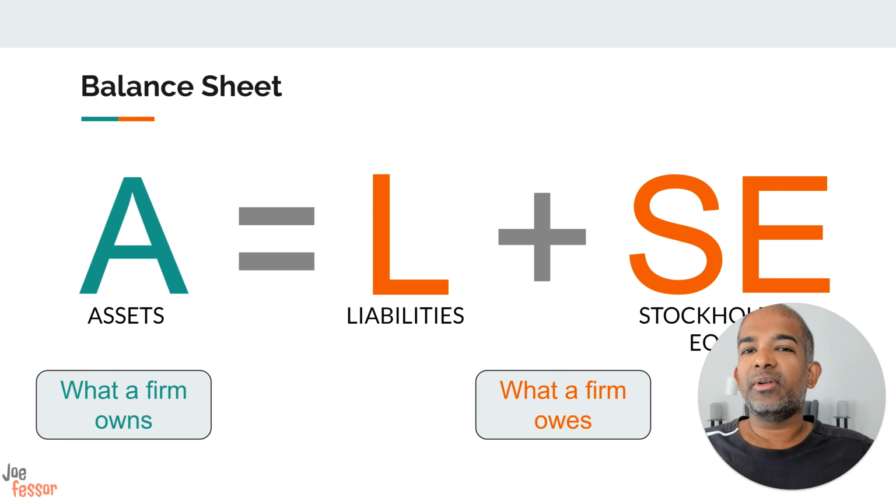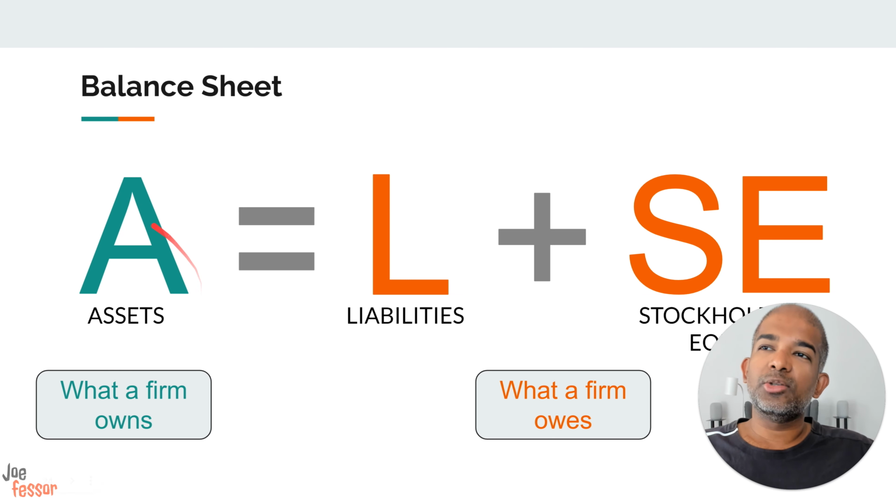Okay, now we'll look at the different financial statements in a bit more detail, okay? We'll start with the balance sheet. We've already been introduced to the balance sheet equation in session 1, okay? We saw that the sum of your assets should be equal to the sum of your liabilities and stockholders' equity.